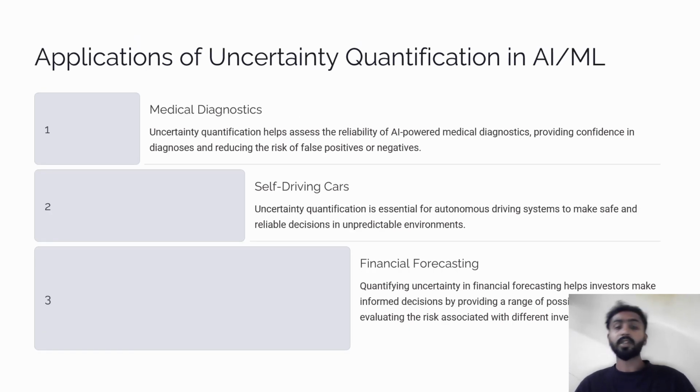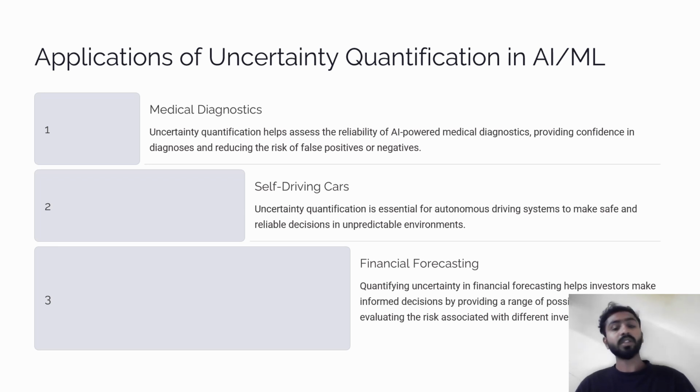Applications of uncertainty quantification in AI and ML: medical diagnostics, self-driving cars, financial forecasting. Medical diagnostics. Uncertainty quantification helps assess the reliability of AI-powered medical diagnosis, providing confidence in diagnosis and reducing the risk of false positives or negatives.